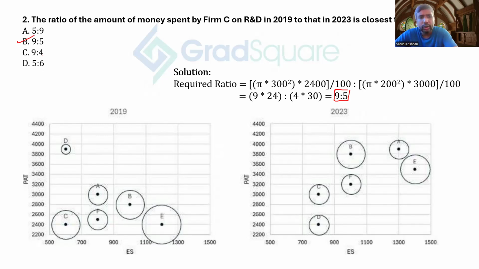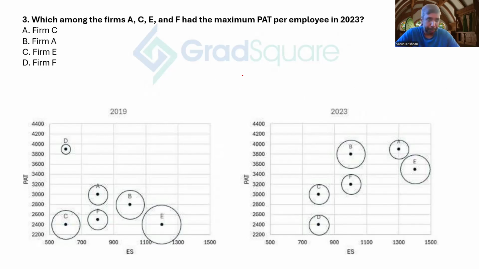So question 2 is also kind of easy, provided we can figure out this formula that we discussed before for calculating absolute R&D spend from PRD. Question number 3 of the same set says, which among the firms A, C, E, and F had the maximum PAT per employee? PAT per employee is very simple to understand. You have to divide the PAT by the employee strength.